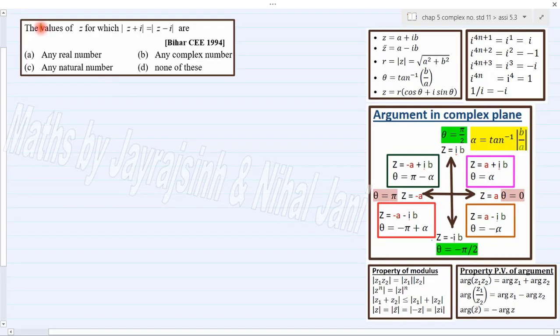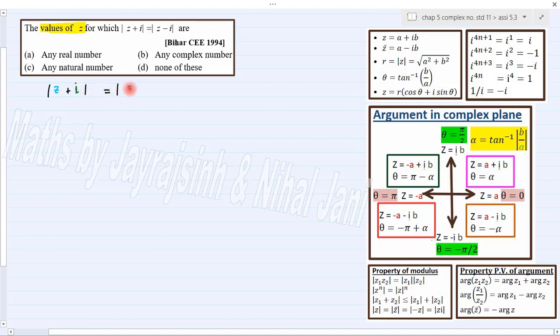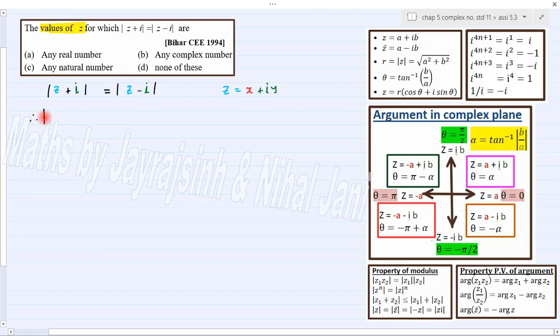Here we have to find the value of z, which satisfies our condition, which is mod of z plus i should be equal to mod of z minus i. Now, let's assume our complex number z is equal to x plus iy and substitute in our condition. So, we will get x plus iy plus i and x plus iy minus i.